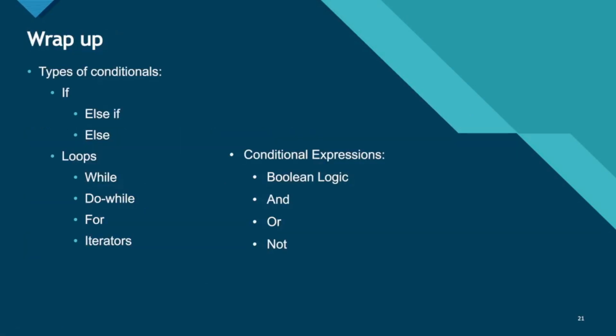So to wrap up, there are various types of conditionals. If, which can include else if and else. There's loops like while, do while, for, and iterators. And then all of these things operate on conditional expressions, which use things like boolean logic, comparisons, and, or, not.